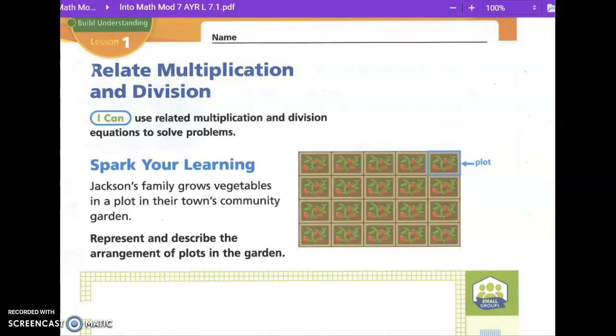Okay, on our Spark Your Learning, what are these groups of stamps? What do we call that when we have rows and columns? Starts with an A. An array. The little plot shows you that each one of these little squares is a plot. Like sometimes when you plant a garden, you have your own little plot. So, Spark Your Learning. Jackson's family grows vegetables in a plot in their town's community garden, meaning they have a big spot where people can go when they stake out a rectangle or a square, and that's your spot. You can plant what you want in there.